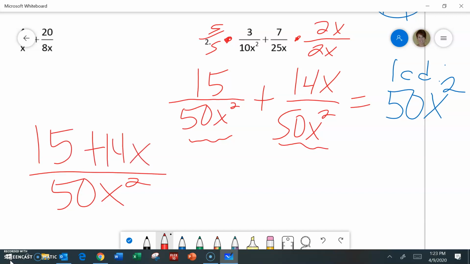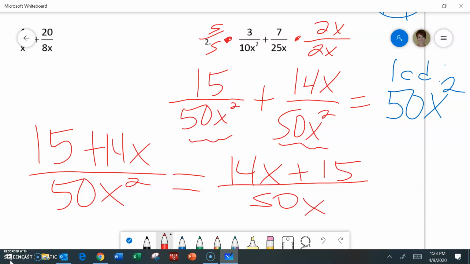Now, there's nothing that can be simplified in the top. Like I can't factor anything out of the binomial. So I'm going to rewrite this just in order because that's what we math teachers do. We make it look pretty. So your final answer here would be 14x plus 15 all over 50x squared.